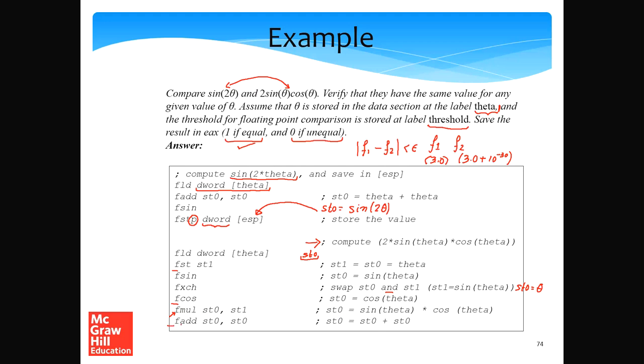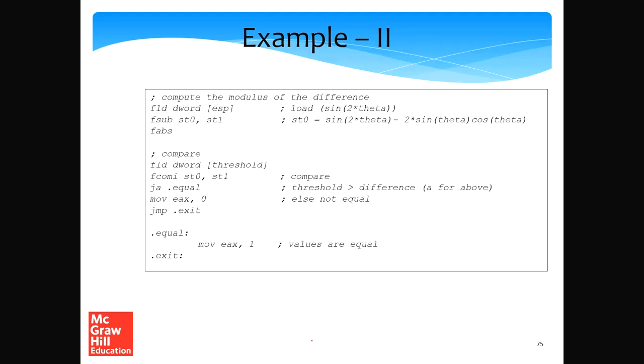And then let's add st0 with st0. So st0 will be 2 times st0, which is 2 sine theta cos theta. Alright. So where are we at the end of this page? We have saved sine 2 theta at the memory location whose address is in ESP, and we have 2 sine theta cos theta in st0.